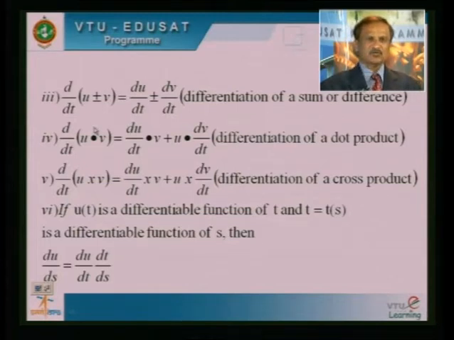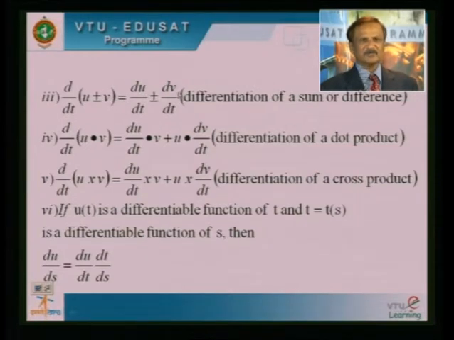Sometimes they may give more than one term. Is it clear? Here u may be a vector function, and v is also a vector function. Suppose you want to calculate the derivative of u plus v or u minus v. How do you calculate the derivative of u plus or minus v? It is very simple. You can differentiate term by term. Is it clear? So here you can calculate the derivative of u with respect to t, plus or minus. Suppose if it is plus, you write plus. If it is minus, you write minus. Then you can differentiate the second vector function, namely v, and you can write dv by dt.